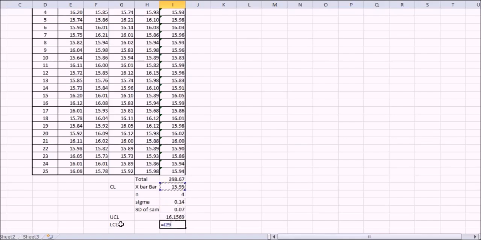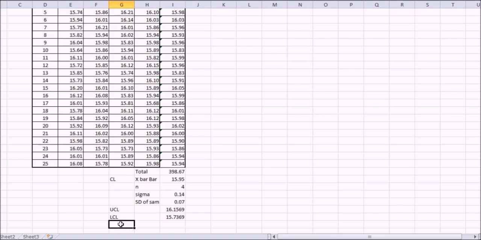Similarly, the lower control limit can be calculated in a similar way. It's X bar, that is 15.95, minus 3 times the standard deviation of the sample, which is 0.07, and this happens to be 15.73. So the values are 16.15 and 15.73. Let me put that here.